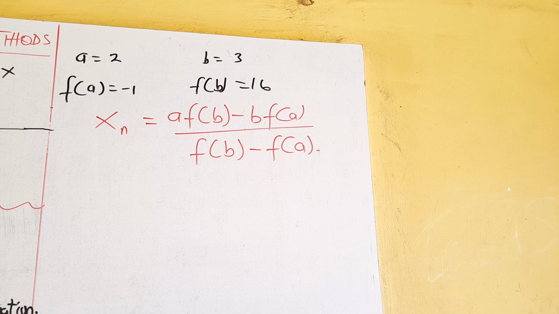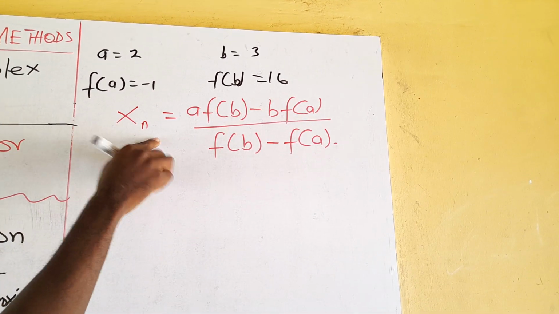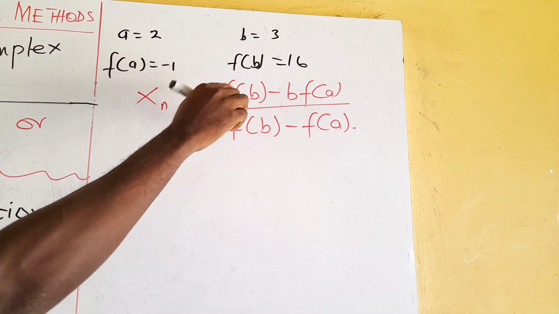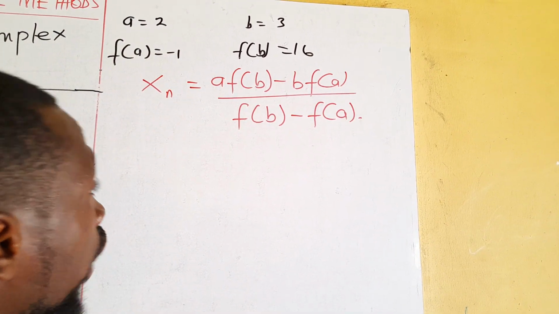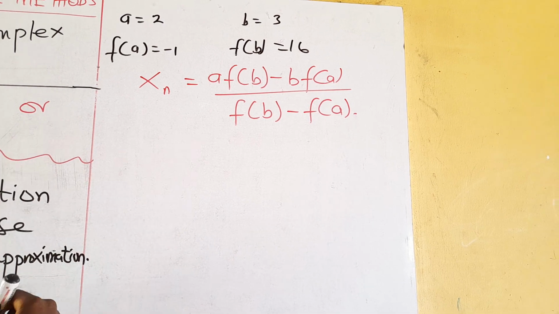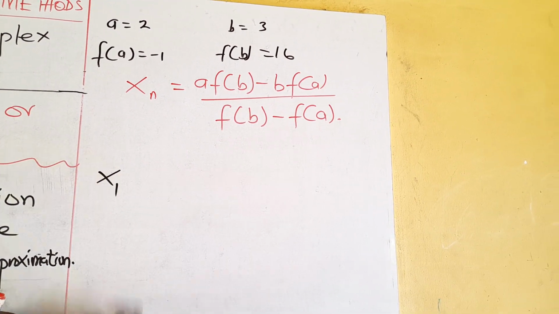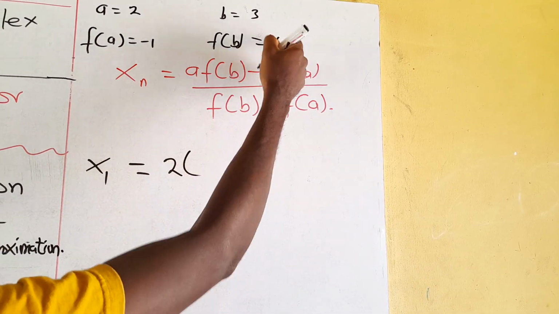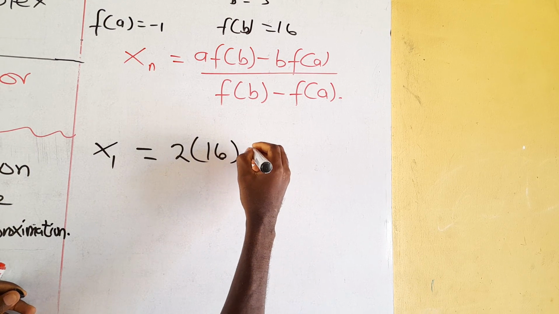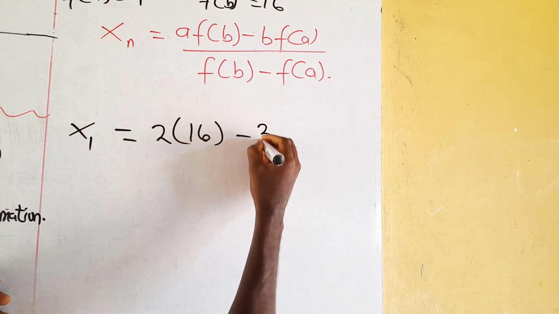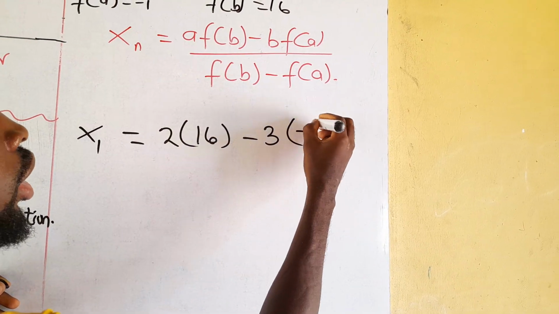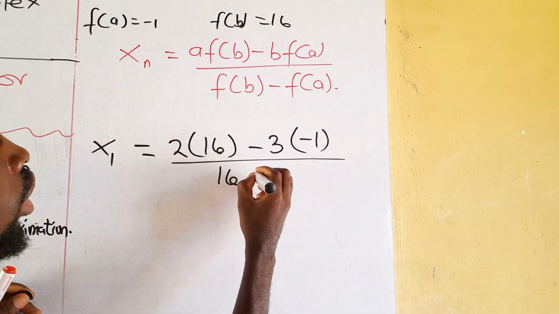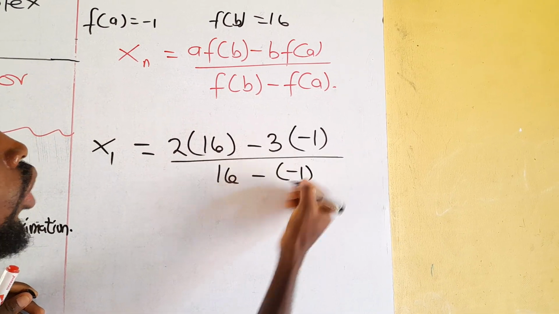So remember, with the method of false position, our xn will be equal to A times f of B minus B times f of A, all over f of B minus f of A. So now we substitute. Our first approximation x1 will be equal to, A is 2, so 2 times 16, minus B is 3, so 3 times -1, all over f of B, which is 16, minus f of A, which is -1.